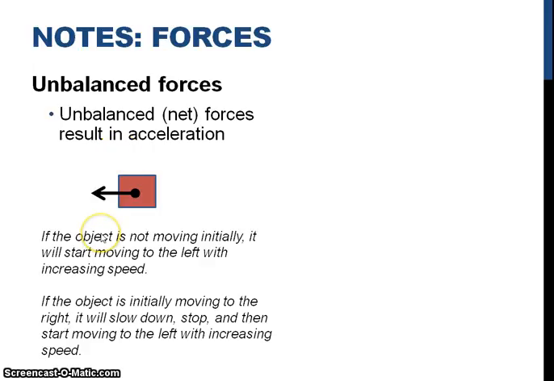But if the object were initially moving, let's say it were initially moving to the right, and then there's a net unbalanced force acting to the left, what would happen is it would start to slow down. Eventually it would come to a stop, and then it would start moving in the opposite direction with increasing speed.